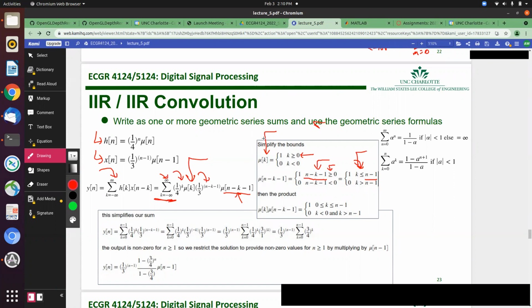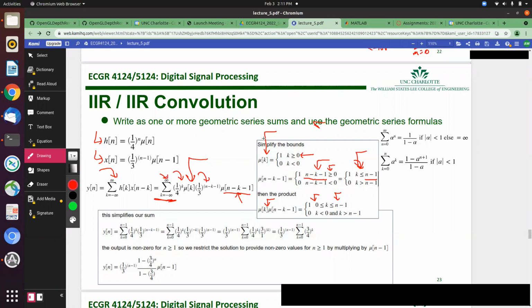0 to n minus 1. Exactly. The product of these two things is going to require that u[k] u[n-k-1] is only 1 when k is both greater than or equal to 0 and less than or equal to n minus 1. Because if either one of the terms in the product is 0, the whole product is 0.